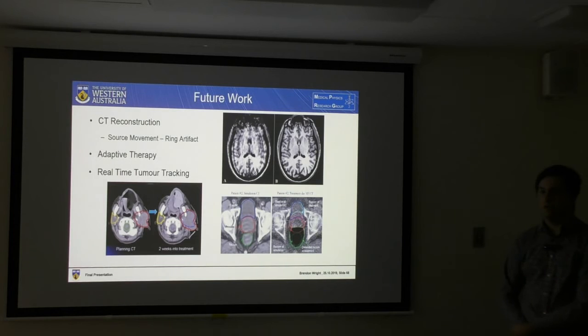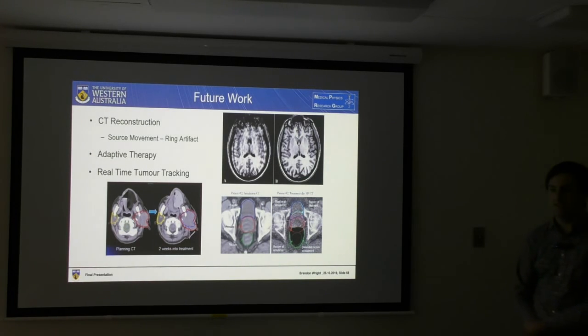In terms of future work that can be done with regards to this project, the movement of the source of up to 5 millimeters for the Elekta can lead to an image deformation during CT reconstruction, particularly noticeable in terms of a ring artifact when doing the reconstruction. Thus being able to track the source movement and apply a correcting factor to predict this movement can lead to the reduction in this ring artifact occurring.